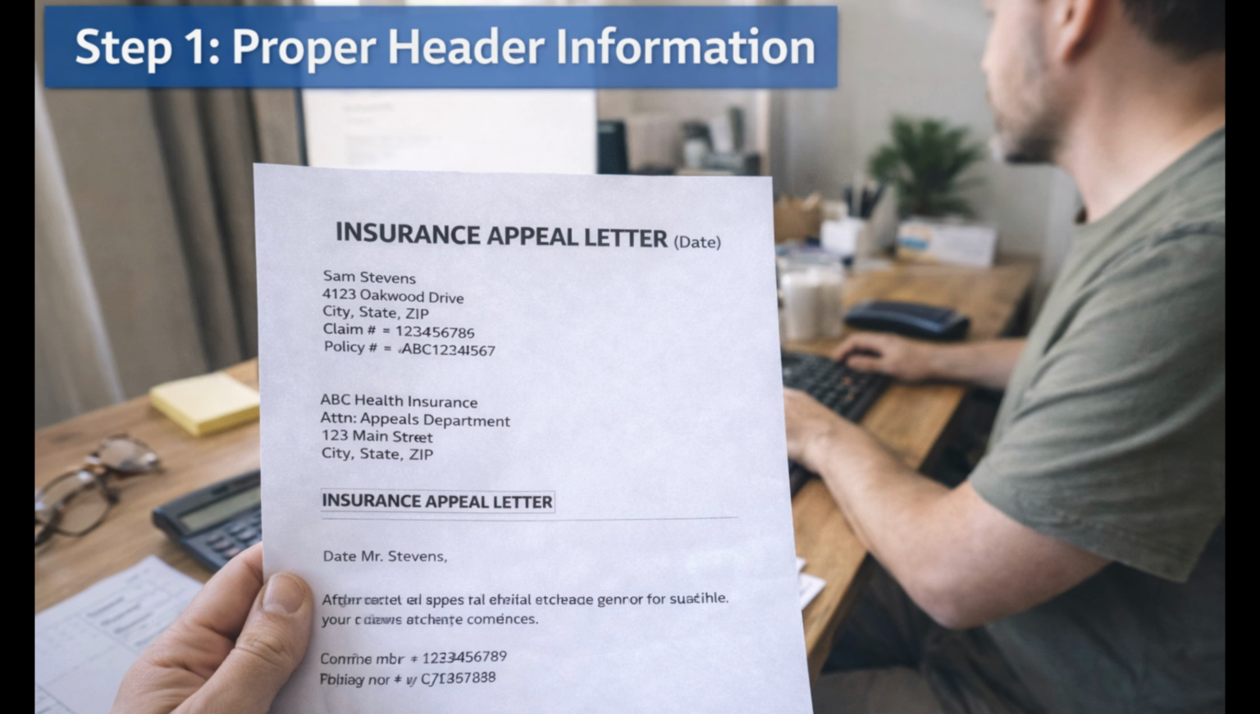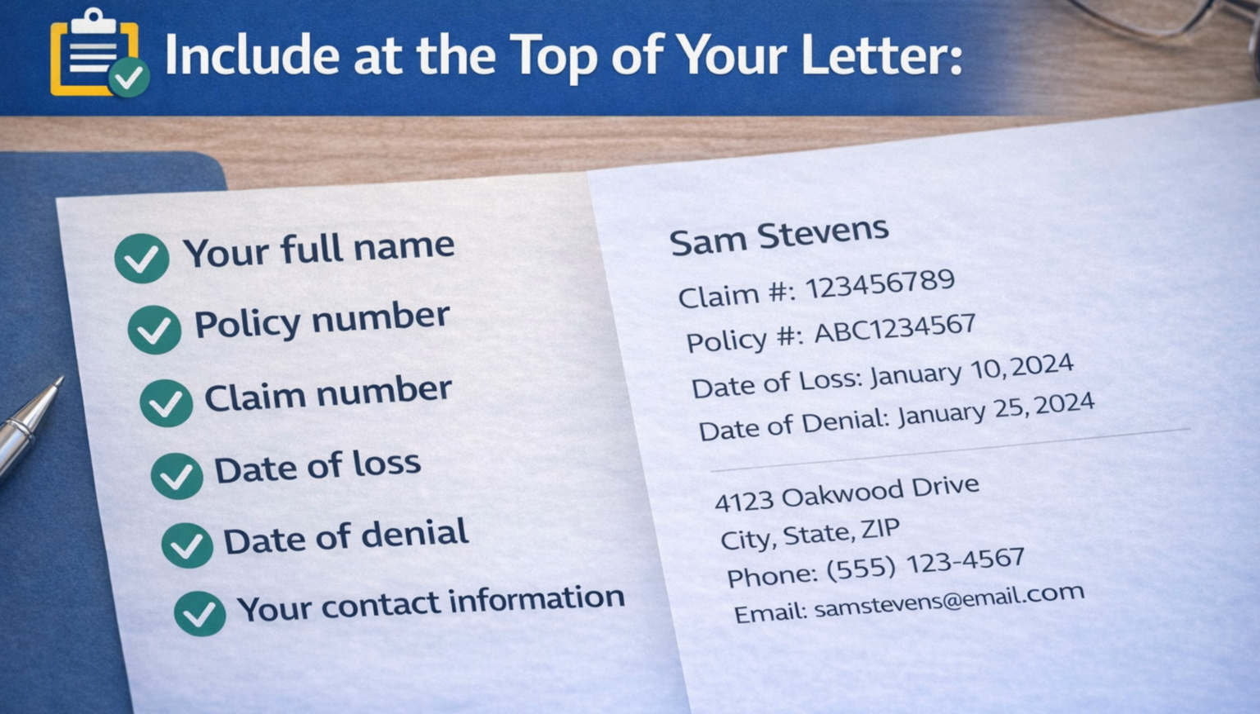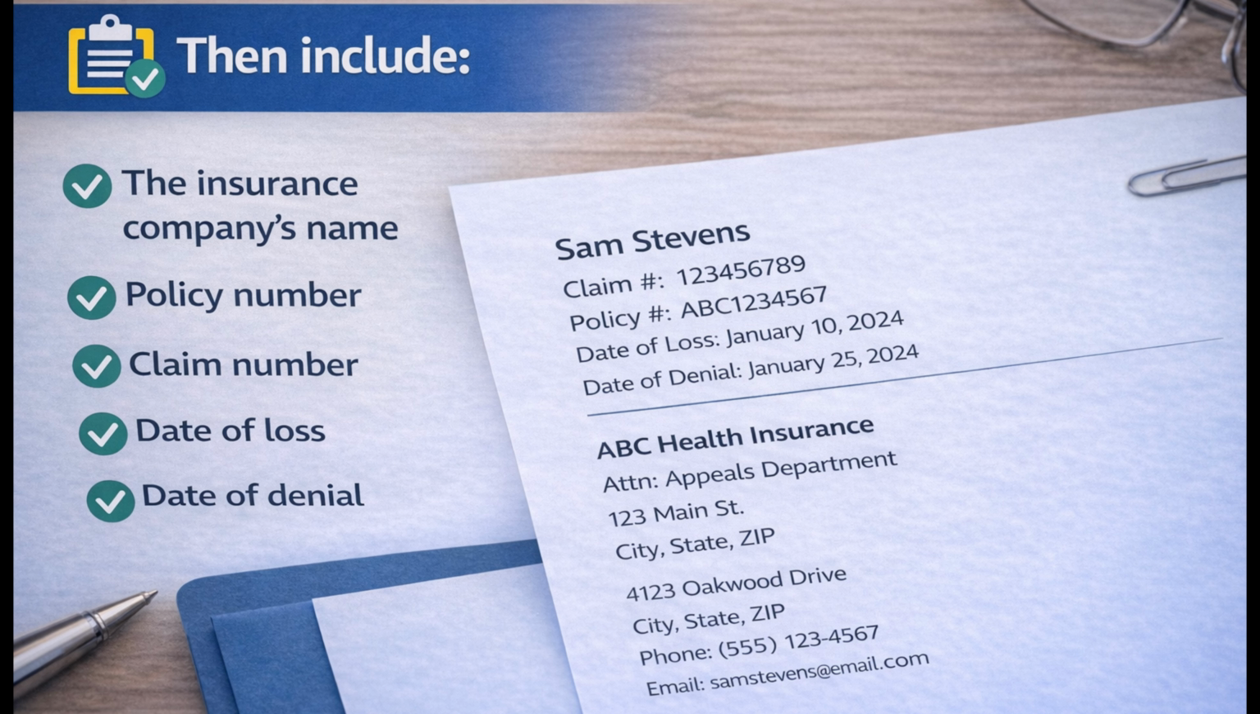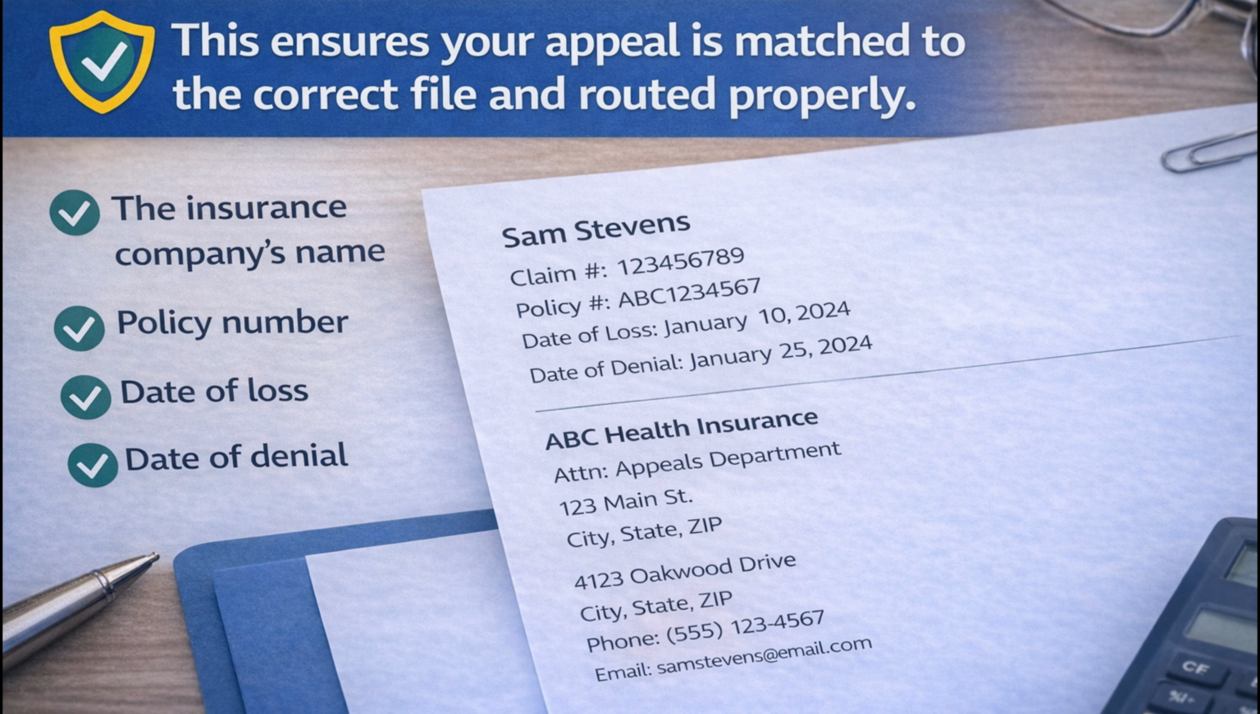Step 1. Proper header information. At the top of your letter include your full name, policy number, claim number, date of loss, date of denial, and your contact information. Then include the insurance company's name and the department handling appeals, as listed in your denial letter. This ensures your appeal is matched to the correct file and routed properly.